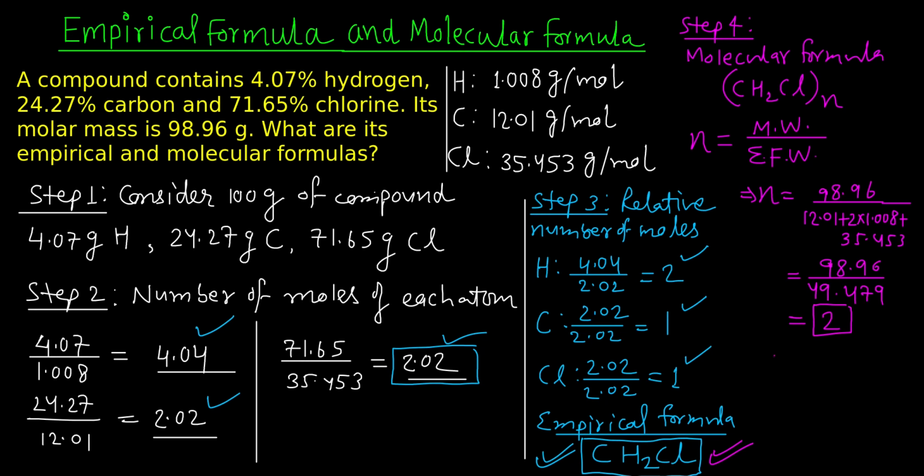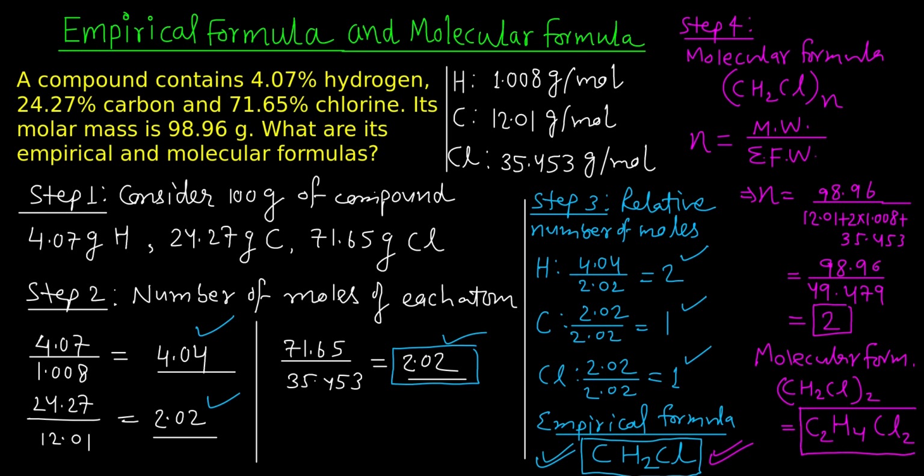So what will be the molecular formula now? That will be CH2Cl, our empirical formula, and we will multiply each subscript by the number n, which is 2. So just multiply each subscript by 2. It will be C2H4Cl2. This is the actual molecular formula of the compound, C2H4Cl2. I hope you have understood this problem and the 3 or 4 steps involved in the calculation of the empirical formula and molecular formula.